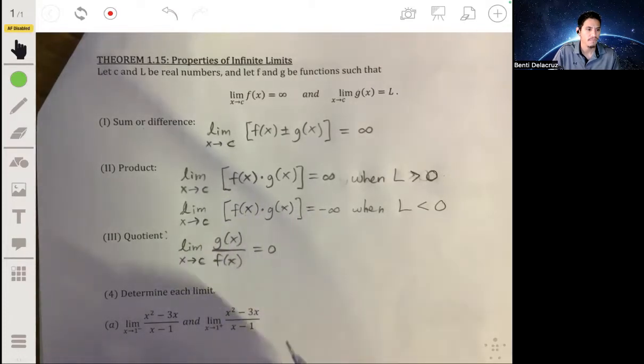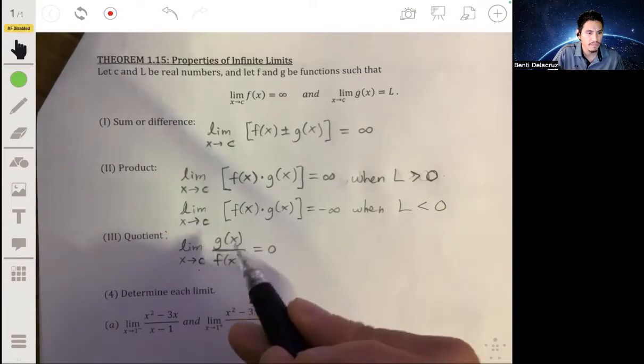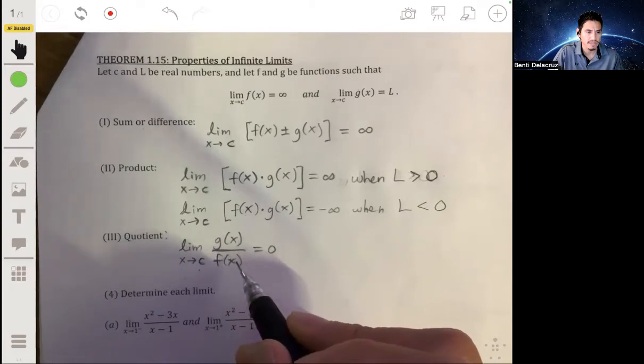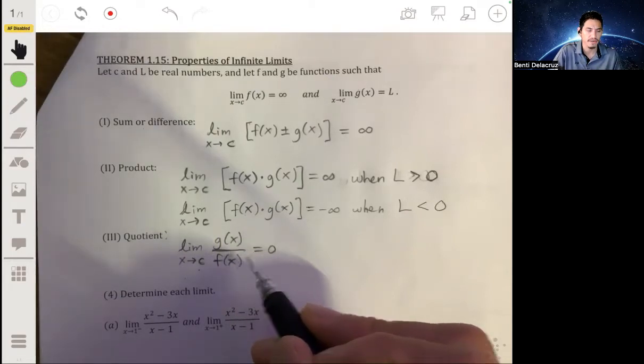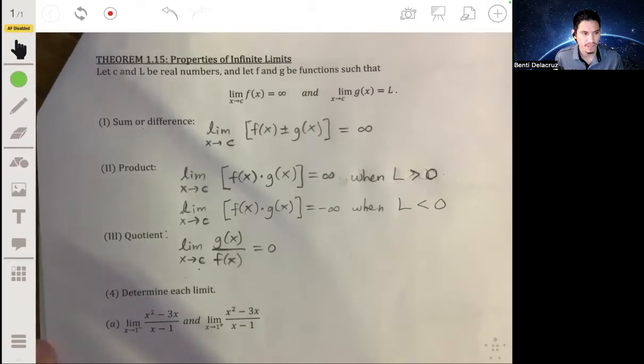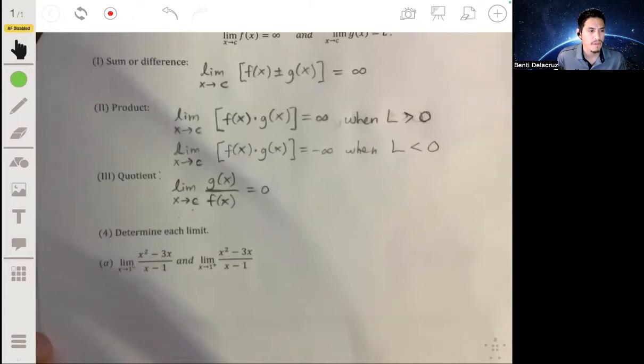And the last one is saying that when you divide any number by infinity, because remember g is a number and f of x is infinity, you're going to get 0, which makes sense again, because any number divided by a huge number will essentially be like nothing. So these are pretty intuitive. Now let's go ahead and apply them.